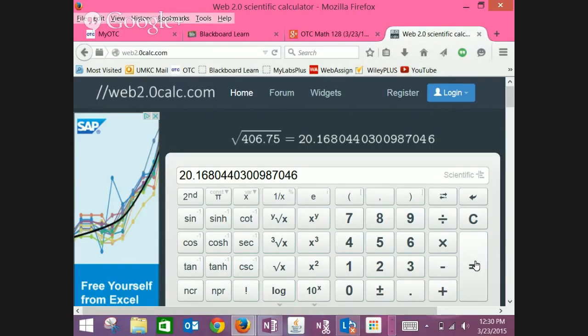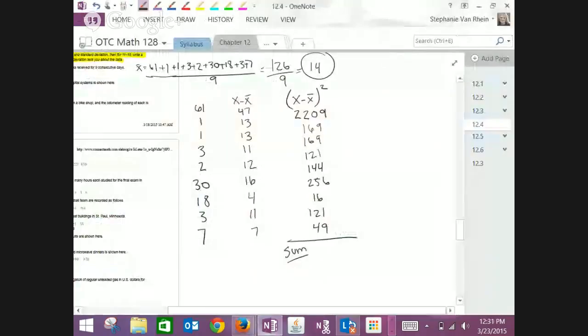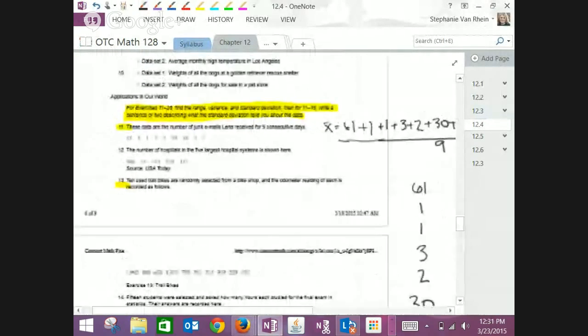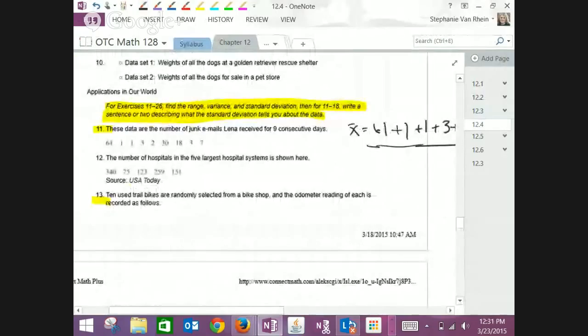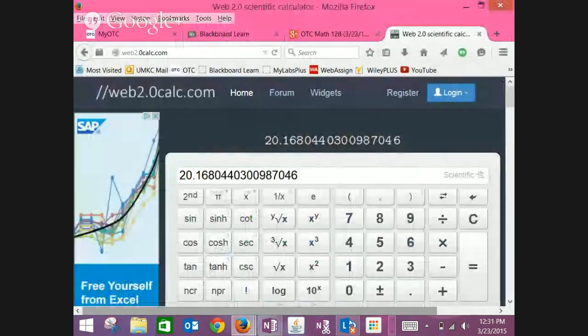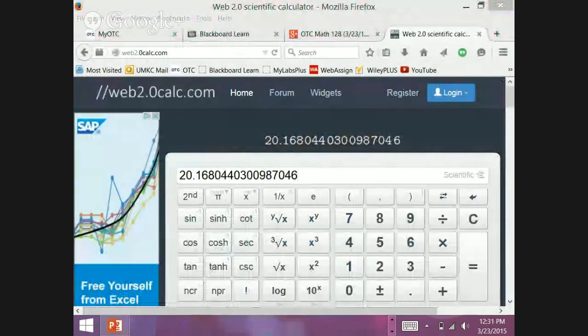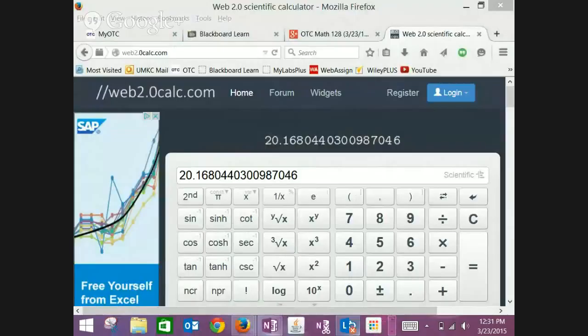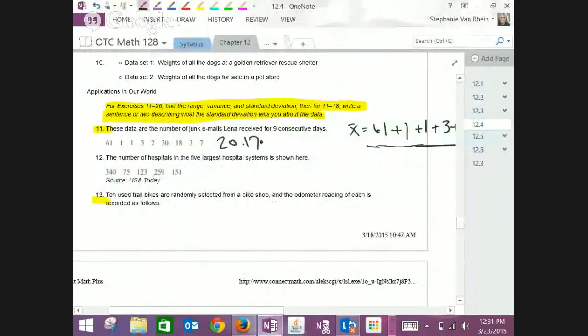All right, so did we look in the back of the book? Did we confirm that was correct? Yeah, but they rounded. And I think they might even tell you to round, but maybe not. What did our calculator say? Did they just say 20? No, they said 20.17. If we round it, we're going to make it 20.1, that's fine.